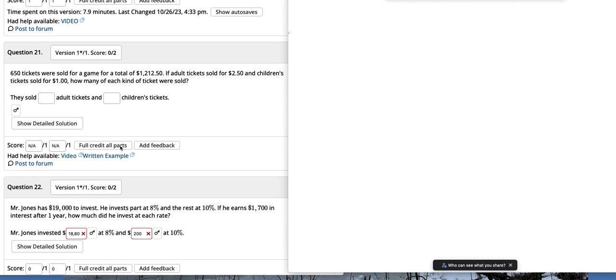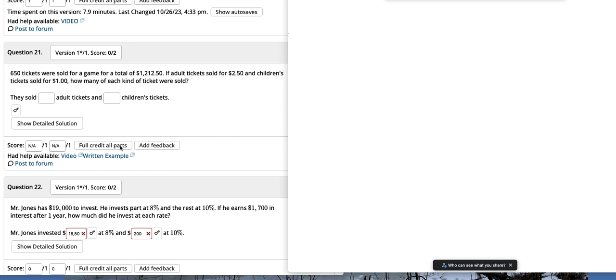So we've got 650 tickets sold for a game for that much money. Adult tickets are $2.50, kid tickets are a buck. And how many of each kind of ticket were sold? When we do these, and not every problem works out this way, but these three do, there's an easy equation and then a harder equation. I think of the harder one as being scaled.